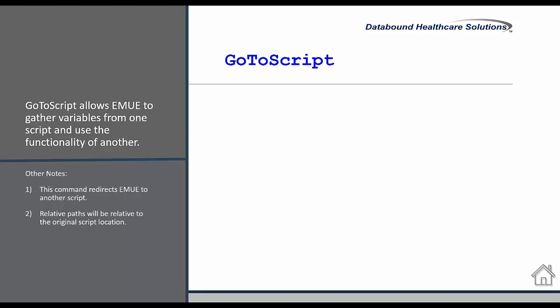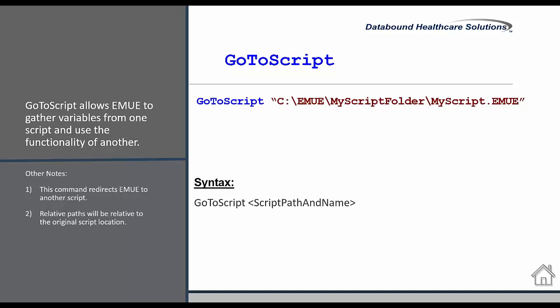So the notes on here, it redirects EMUE to another script, and relative paths will be relative to the original script location. The syntax for this is very simple. Go to script, C/EMUE, my script folder, and my script.EMUE. So it's simply the command and then the path. The script file name and path.